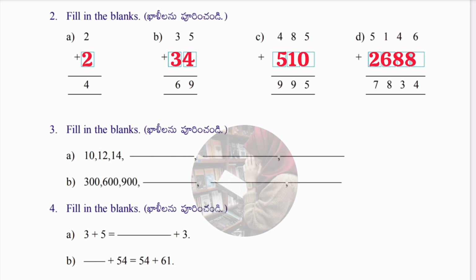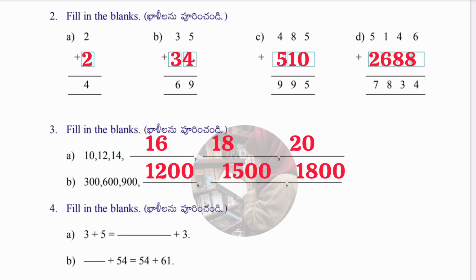Here 10, 12, 14 means a two-digit number gap is there. So after 14 is 16, then 18, then 20, which are even numbers. In the same way, the second one: 300, then 600, means a 300 gap, then 900, then 1200, then 1500, then 1800. The fourth Roman is also fill in the blanks: 3 plus 5 is 8, so we can write it as 5 plus 3 also. In the same way, 61 plus 54 is equal to 54 plus 61.